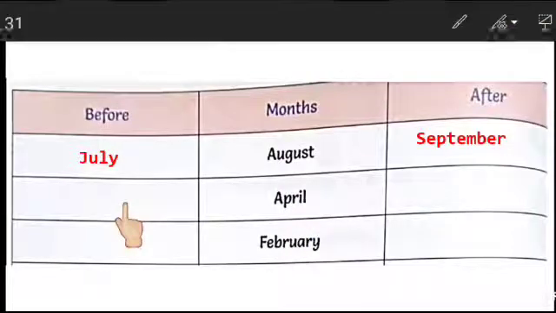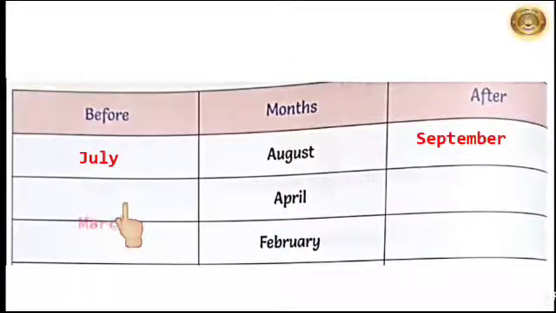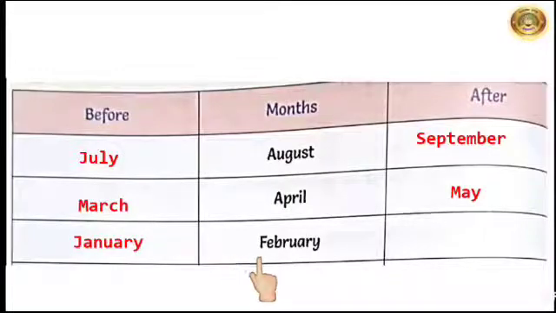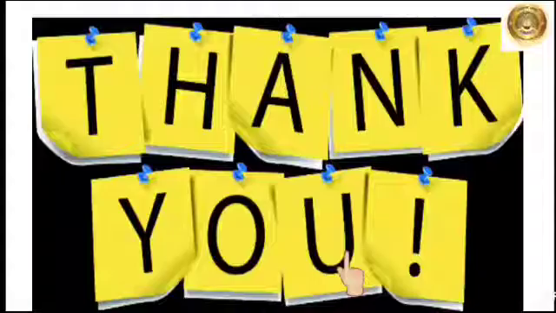Like this, April is the month. What will be the month before? That is March. March, April. The month after April is May. Like this, we have February month. What is the month before February? January. January, February, and what is after February? That is March. Like that, you have to complete your assignments.